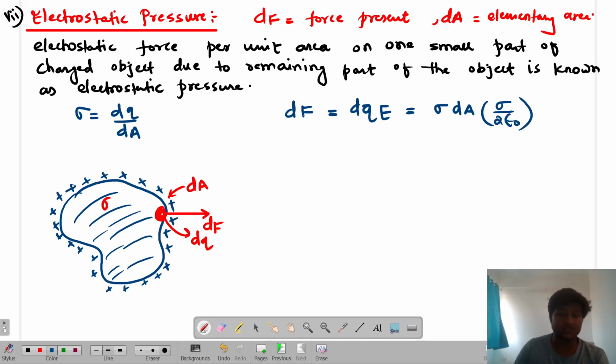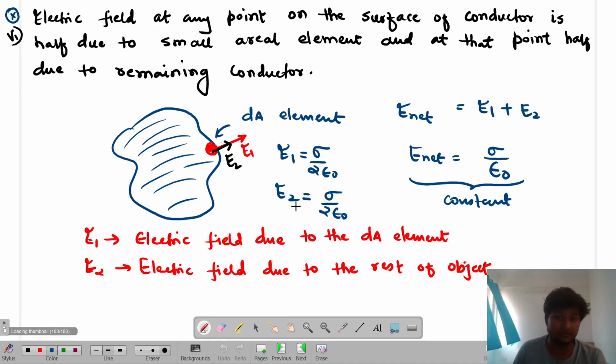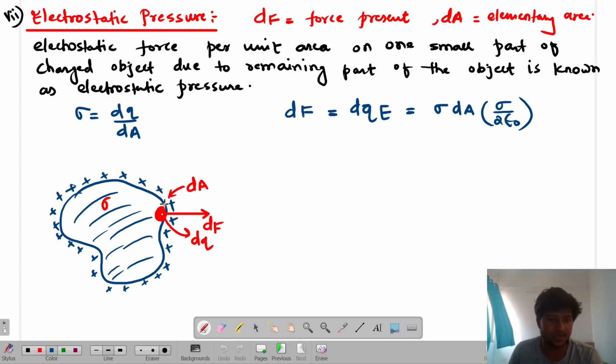Now, you see, that's why I told you earlier why I'm defining the electric field due to the rest of the object. On this object, I can't consider the electric field now because that is originally present. But the net force is applied by all those charges which are present on the rest of the conductor, isn't it? So this electric field is due to the force generated by the rest of the conductor. That means the electric field should also be for the rest of the conductor. Is that clear?